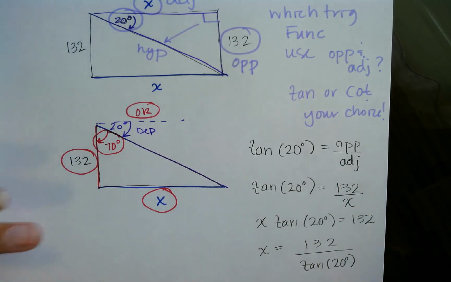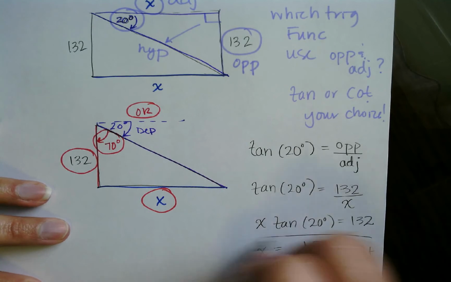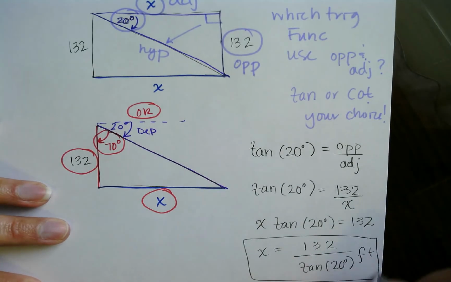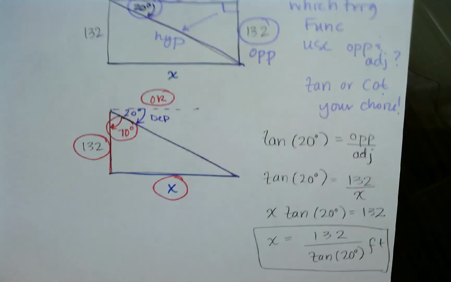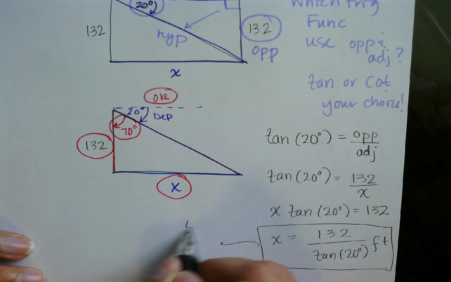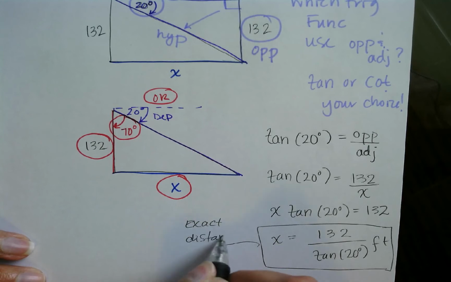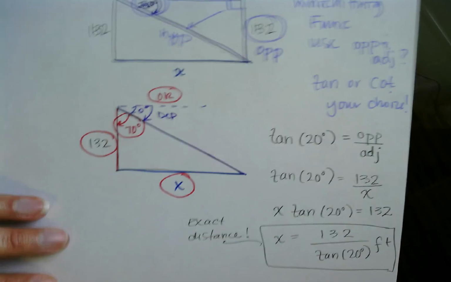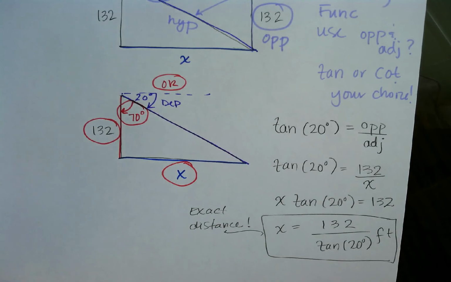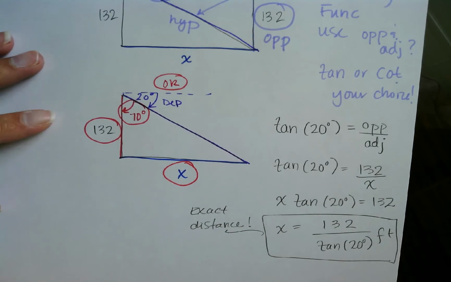Alright, this is the exact distance that the fire is away from the base. So this is exact. That's why I have feet. Don't forget your units. If you would have done cotangent, it would have been a little bit different, but it would equal the same thing. Plug them both in the calculator and they both match.